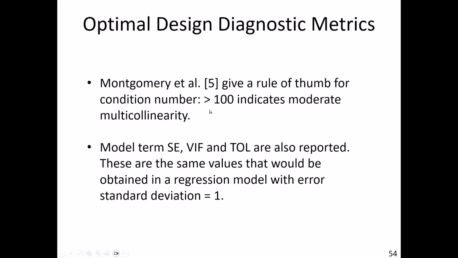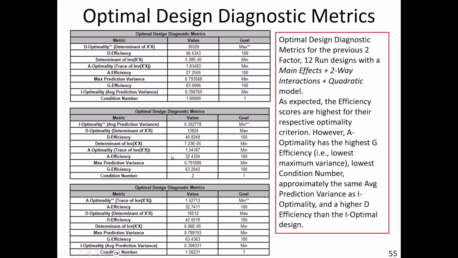A condition number, less than 100. More than 100 is moderate multicollinearity. More than 1,000 is really bad. So you're looking for multicollinearity less than 100. And then model term SE, variance inflation, and tolerance are also given. The rule of thumb, VIF less than 5. And the standard errors, obviously, smaller is better.